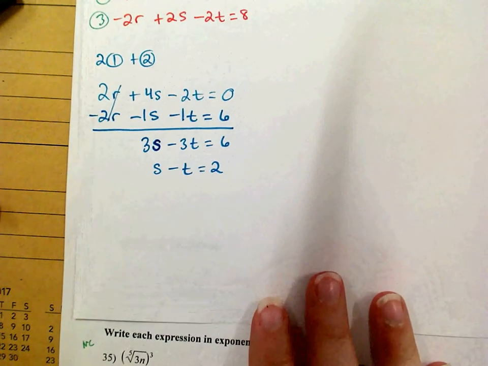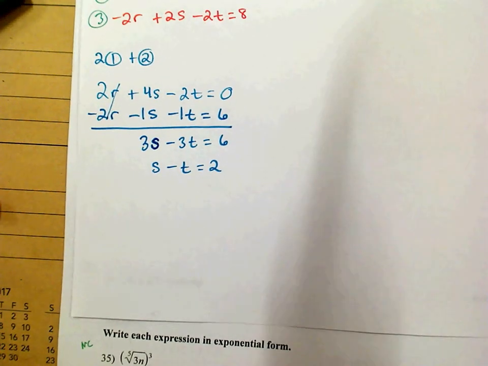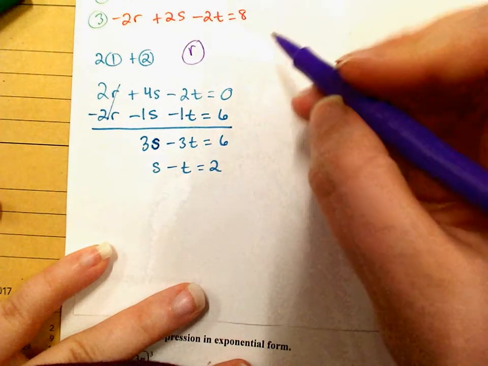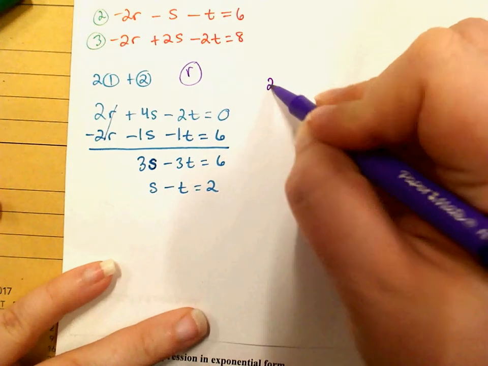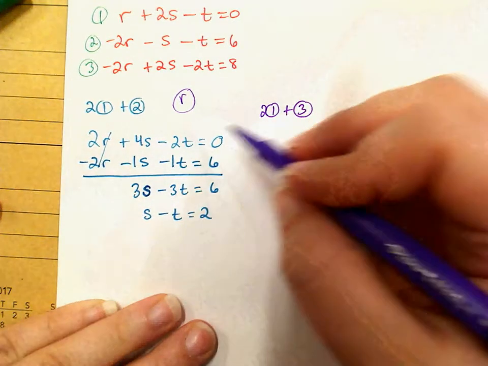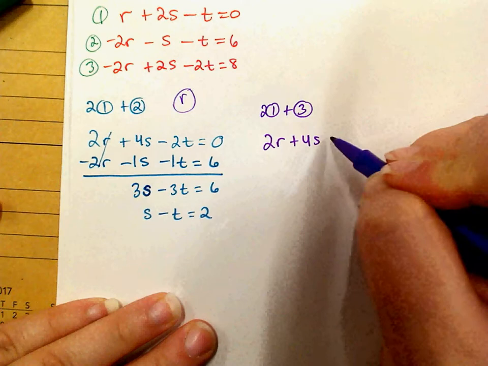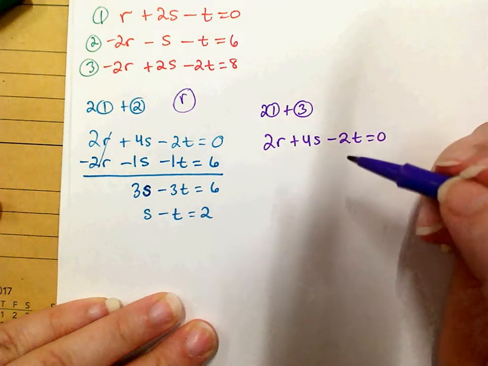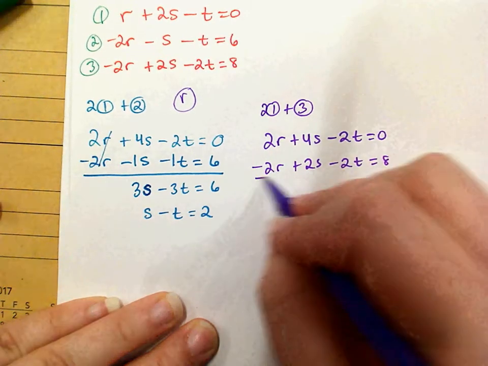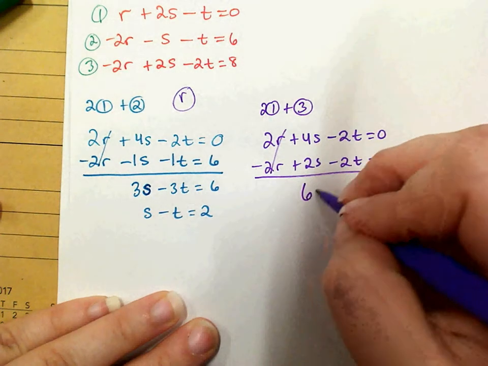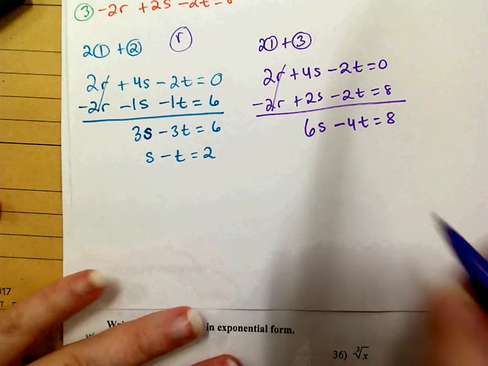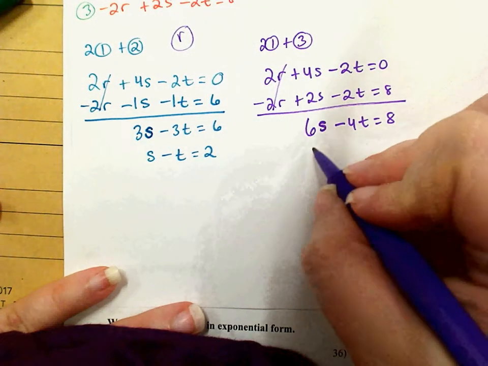Alright, for the second time I do this, because I've got to eliminate the variable twice. We targeted r. I'm still going to multiply row 1 by 2, but I'm now going to add it to row 3. So 2 times row 1 is still right there: 2r plus 4s minus 2t equals 0. And I'm going to add it to row 3, which is negative 2r plus 2s minus 2t equals 8. Those cancel out, and I'm left with 6s minus 4t equals 8. Again, what do these divide by? 2. So I'm going to go ahead and write them as 3s minus 2t equals 4.